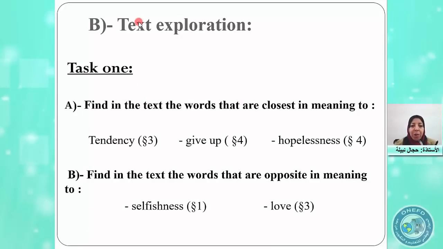Let's start text exploration. The first task is about lexemes. Find in the text the words that are closest in meaning to the following words. So when they say closest in meaning, you understand immediately that we are talking about synonyms. Tendency, in paragraph 3, give up, in paragraph 4, hopelessness, in paragraph 4. And then, another part of this activity, find in the text the words that are opposite in meaning to selfishness, in paragraph 1, and love, in paragraph 3.